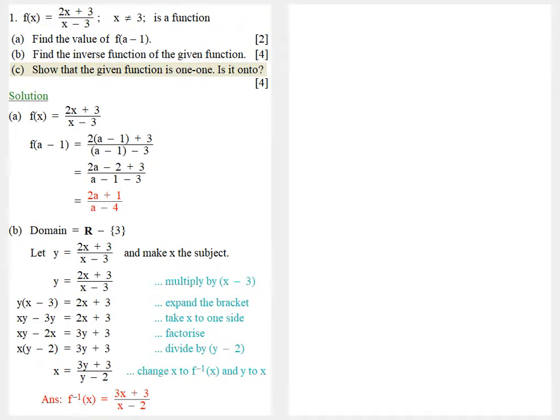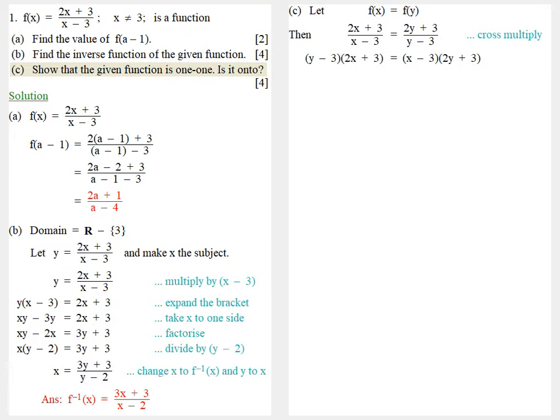Now in Part C, we want to show that the given function is 1-to-1, and whether it is onto. Now a function is 1-to-1 if you cannot have two different elements mapping to the same element. So it's 1-to-1 if you cannot have two different numbers x and y which when mapped, f of x and f of y, are the same. So let's assume f of x equals f of y. Then we have 2x plus 3 over x minus 3 equals 2y plus 3 over y minus 3, simply substituting x and y into the function.